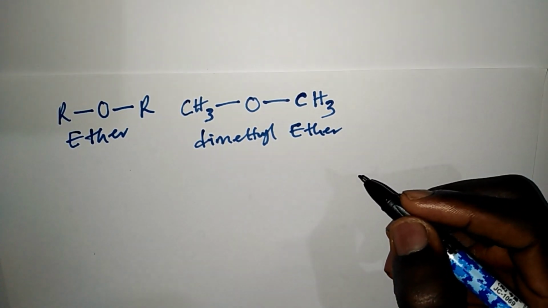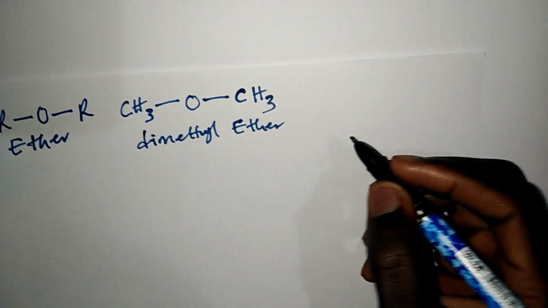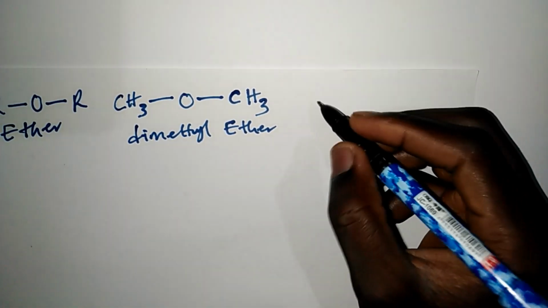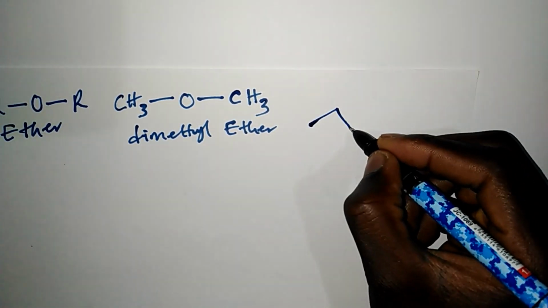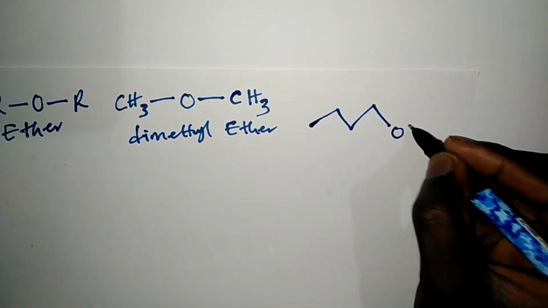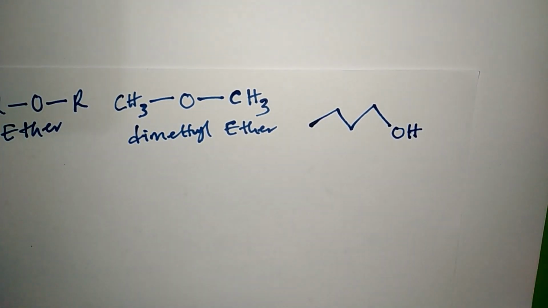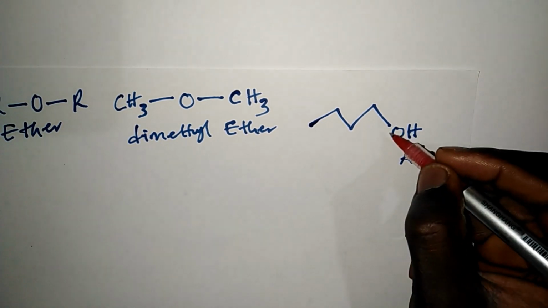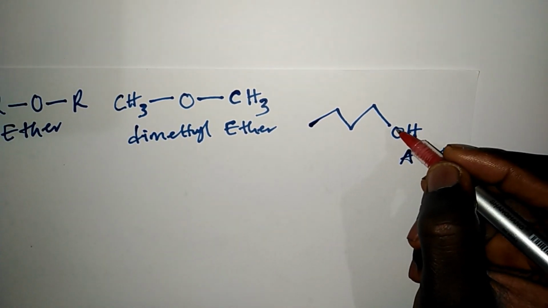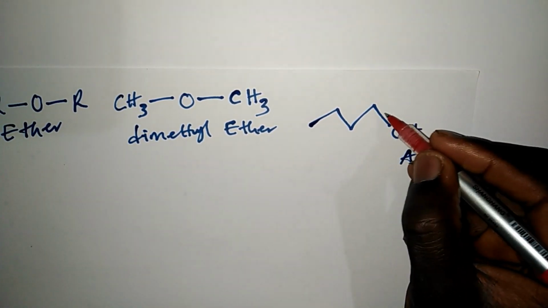Now, what if we have a compound like this with an OH? What will you call this particular compound? An alcohol. And this particular alcohol, to name it, you do the numbering, and the numbering should be done from the carbon chain that carries the OH, right? Because it's carrying an OH, you start numbering from where the carbon chain carries the OH.